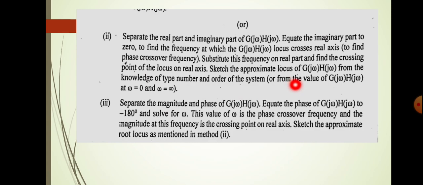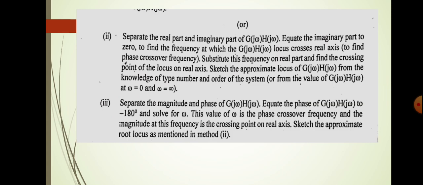Or we will get the curve from the values of G(j omega)H(j omega) at omega equal to 0 to omega equal to infinity. We will see these steps when doing the problem, and the idea will be clear to you when we are doing a problem. Okay.